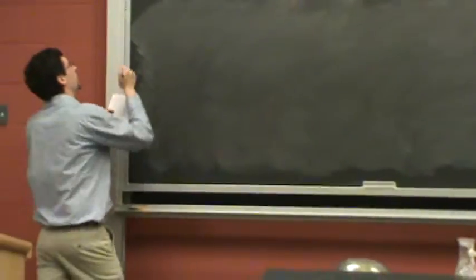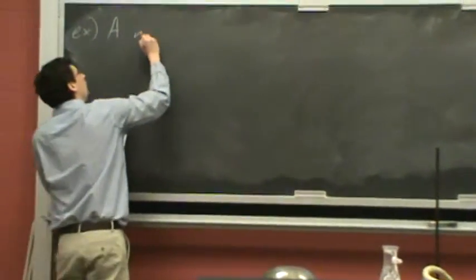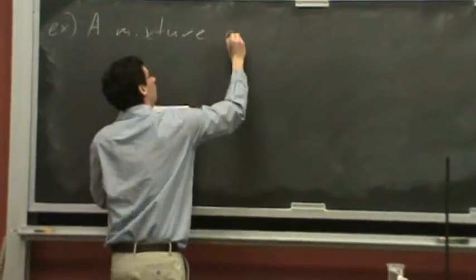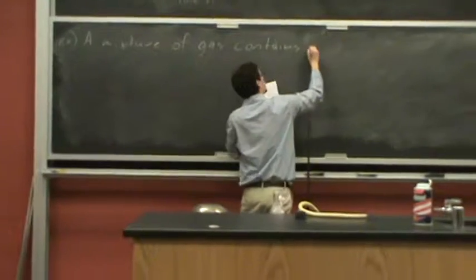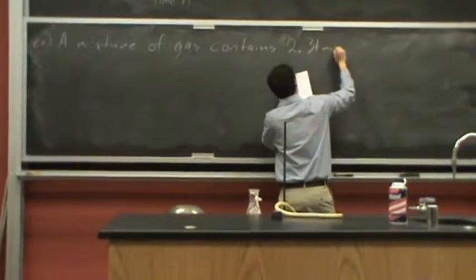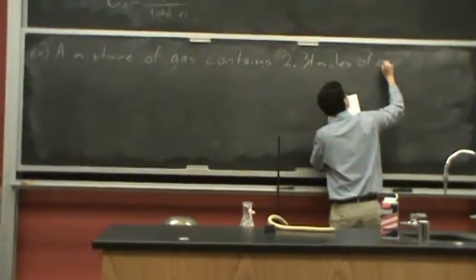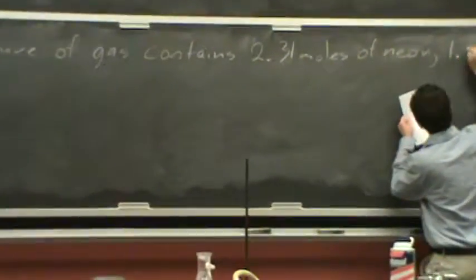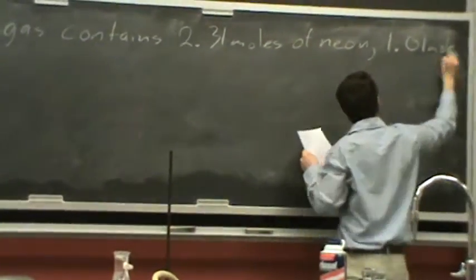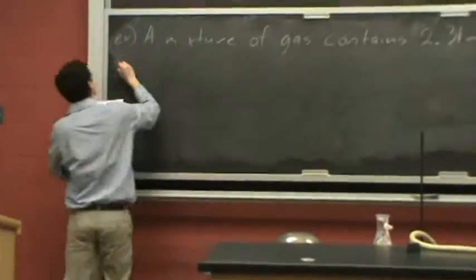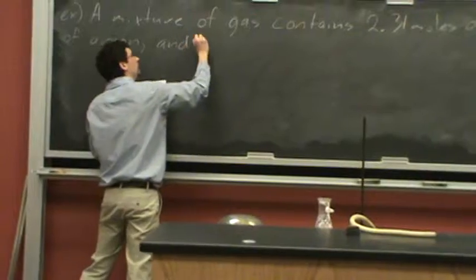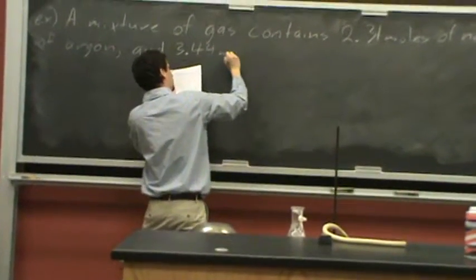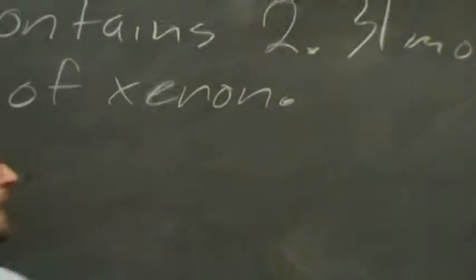All right, so we're going to have the following example. A mixture of gas contains 2.31 moles of neon, 1.01 moles of argon, and 3.44 moles xenon. That is my favorite element.